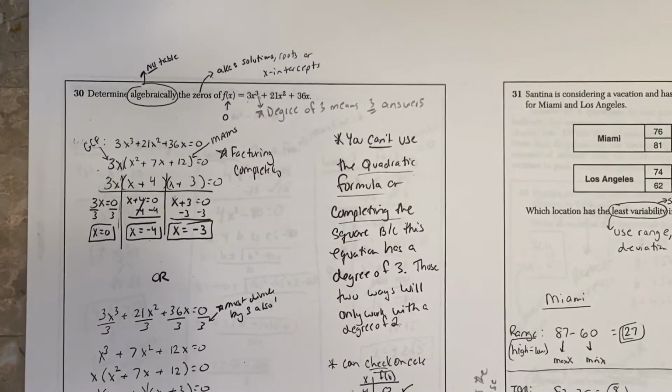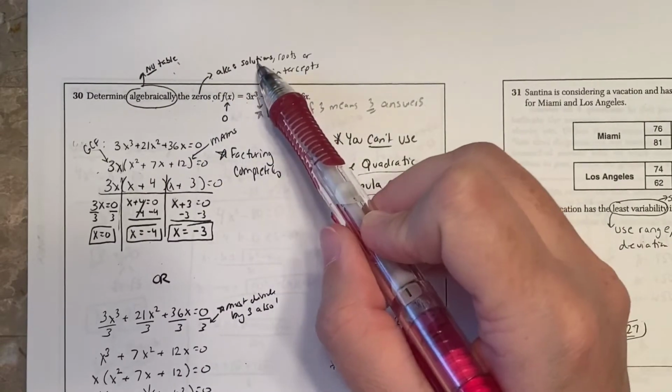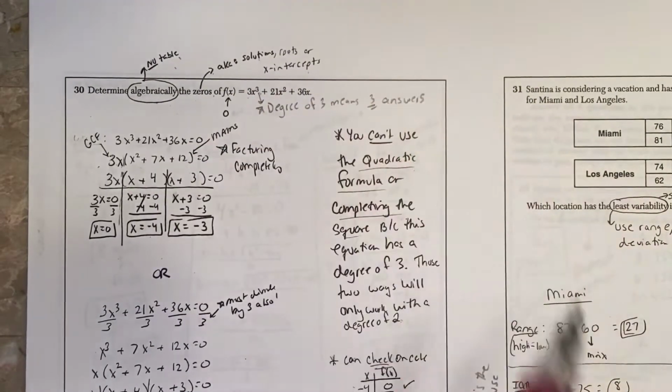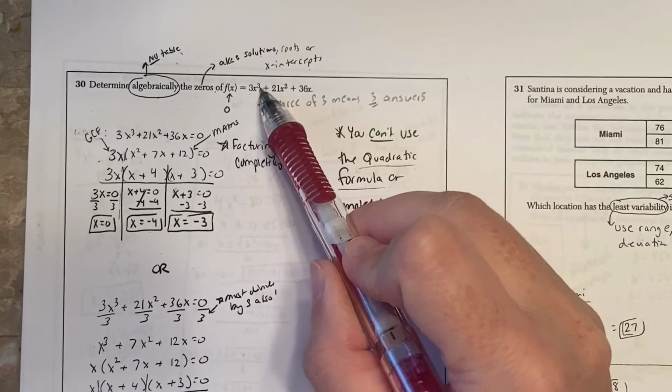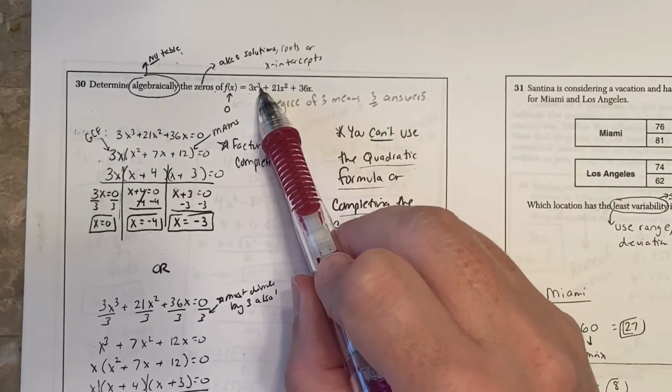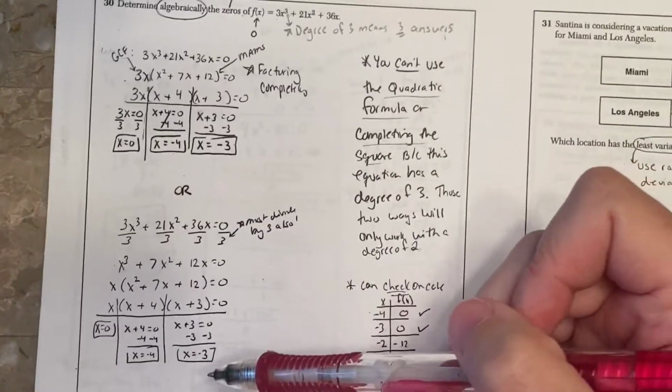All right, number 30. Determine algebraically. That means no table. The 0. So you're looking for the solutions, roots, x-intercepts, the zeros. I feel like they use this a lot in this test. All right, so one thing I want to point out, this is a degree of 3 because the highest exponent is 3, and that means there's going to be 3 answers. So it's not wrong when you did this and you got 3 answers.